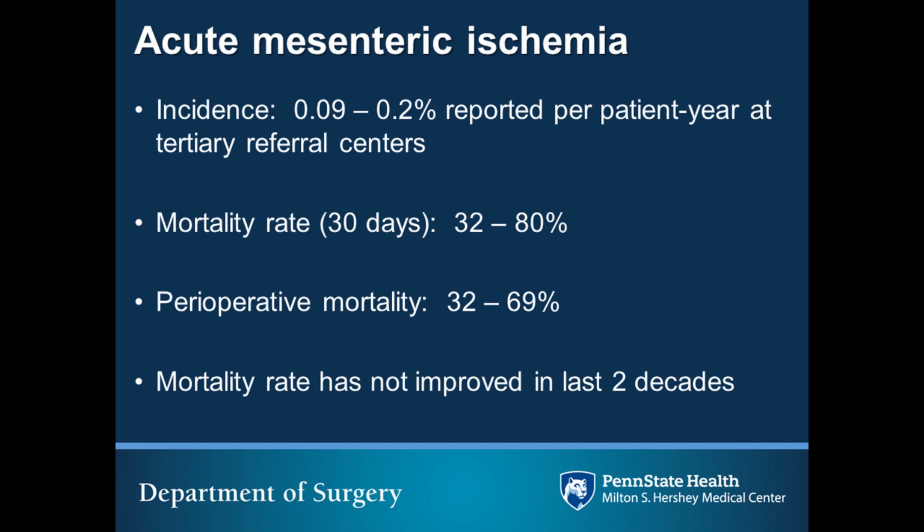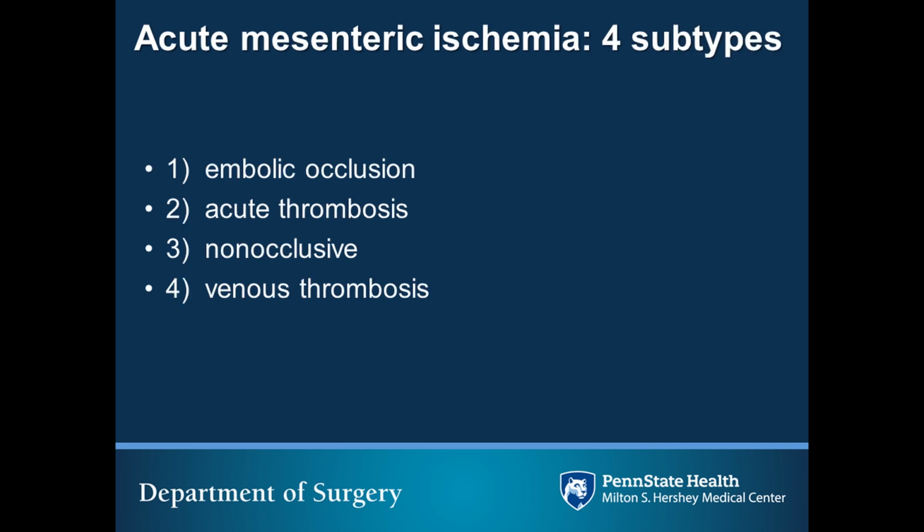You can see the incidence is relatively low, less than 1% reported per patient year at tertiary referral centers. However, the mortality is very significant, ranging from 30 to 80% 30-day mortality. And the operative mortality, or the perioperative mortality, is also very high, as high as 69%. A startling fact when considering acute mesenteric ischemia is that the mortality rate has not improved in the last 2 decades. There are 4 main subtypes of acute mesenteric ischemia, which we will discuss now.